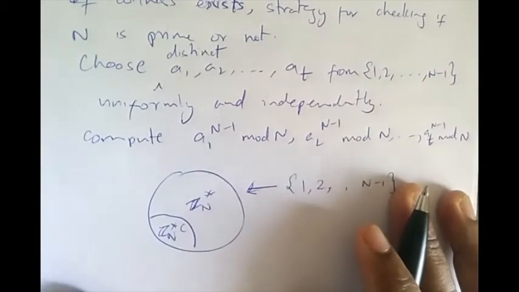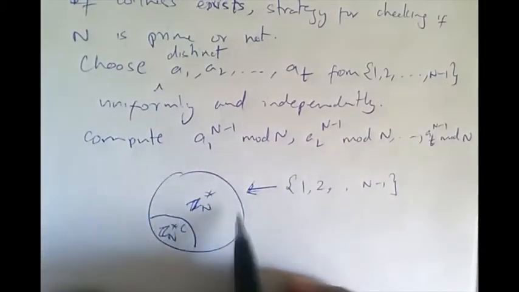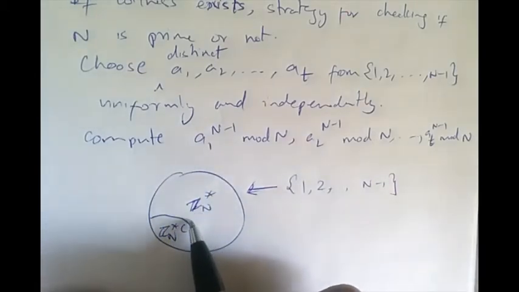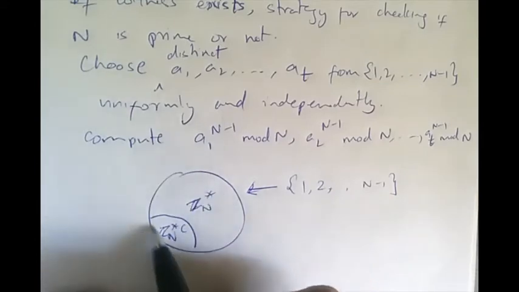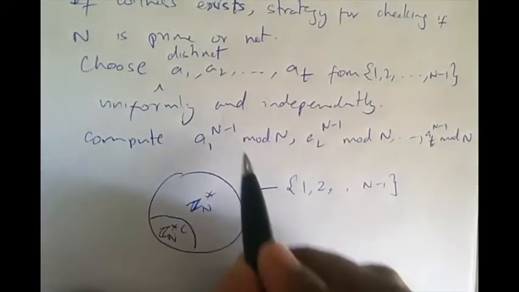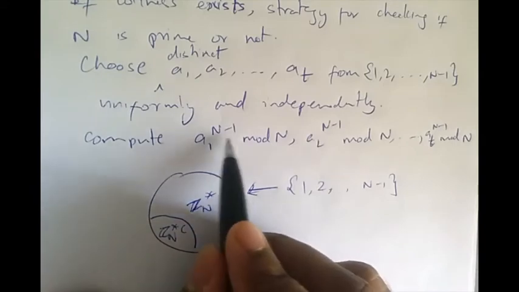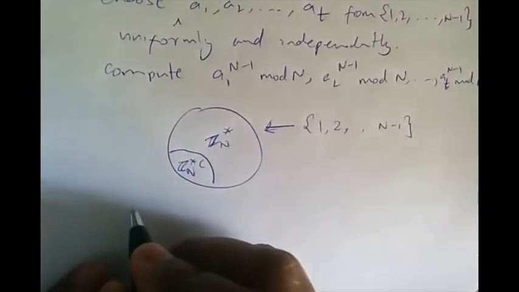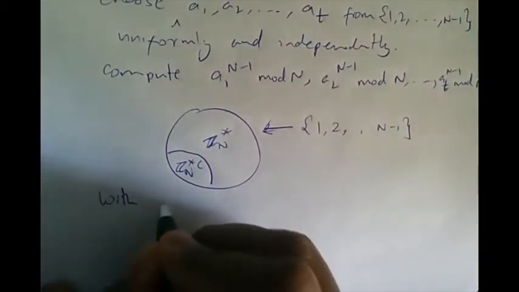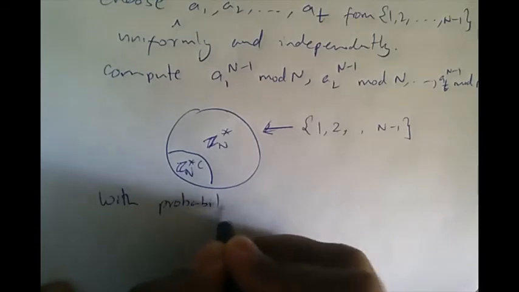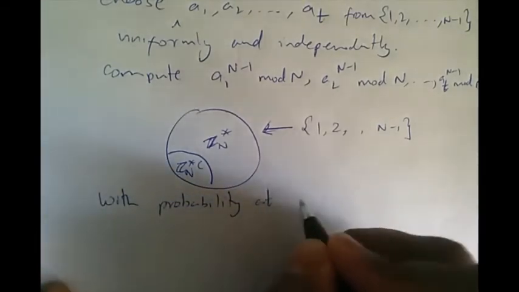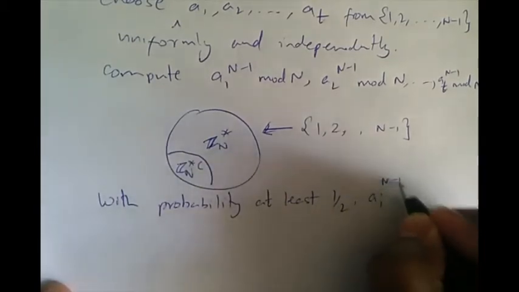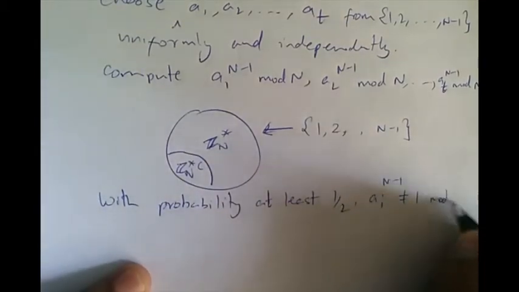the theorem says that at least half of these elements in this Zn star are witnesses. So all of these are witnesses, and at least half of the remaining are witnesses. So with probability at least half, ai raised to n minus 1 is not equal to 1 mod n.